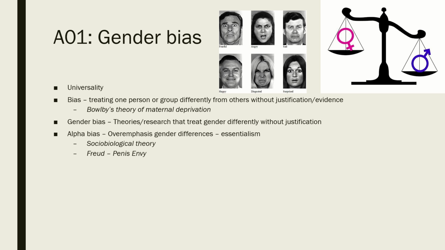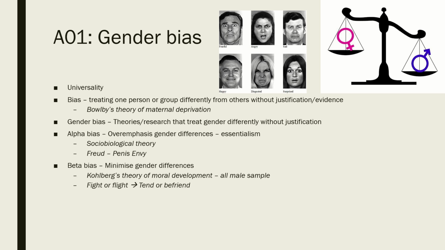And we'll talk in a minute about the two terms for this idea of men being better than women and women being better than men. Then we've got beta bias, and this is the idea that gender differences are minimised. So we don't acknowledge that there are gender differences. And the most common way that you would see this is the idea that we use an all-male sample and then we can apply it to women, because men and women are not different in any way. So we can take the findings from men and apply them to women.